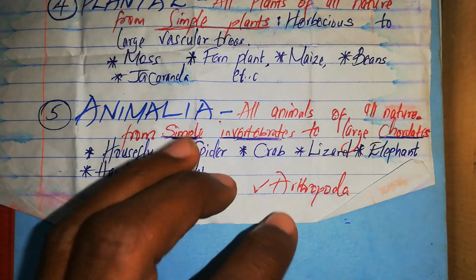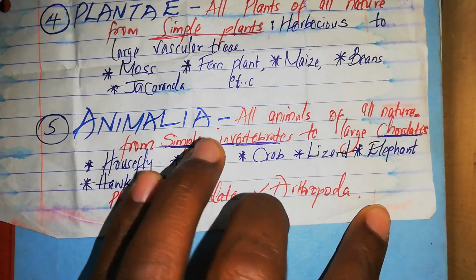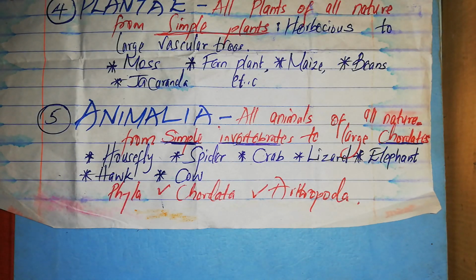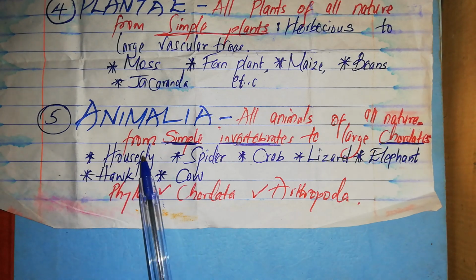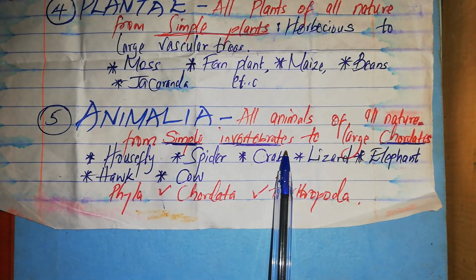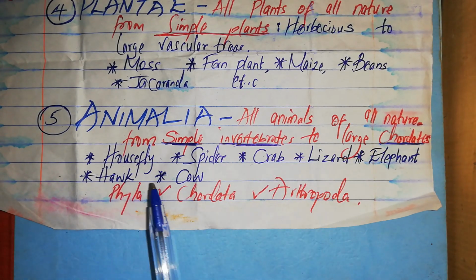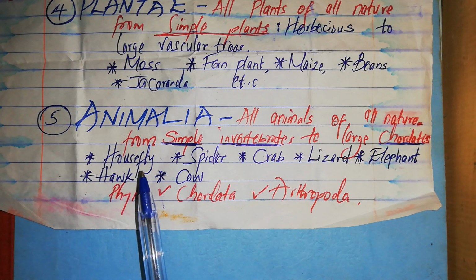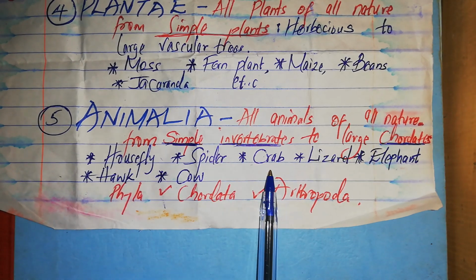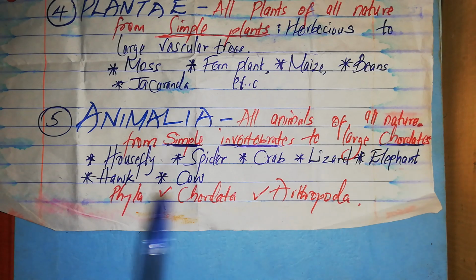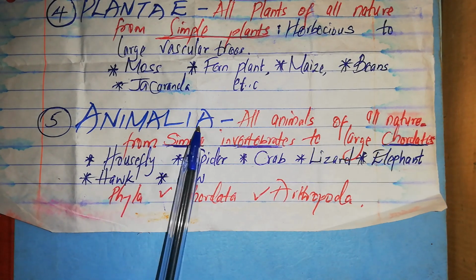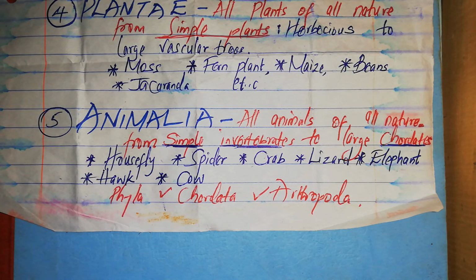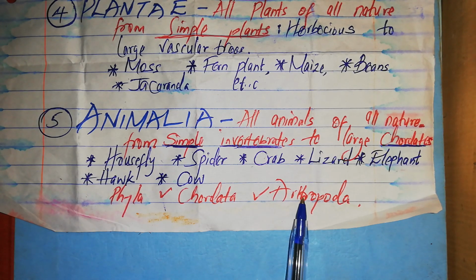Finally, we have Kingdom Animalia, the largest kingdom now. The largest kingdom and the most developed kingdom. In Kingdom Animalia, we have all animals of all nature, from simple invertebrates to large chordates. We can give examples: housefly, spider, crabs, lizard, elephant, hawk, cow, name them. In this Kingdom Animalia, we have 2 phyla. We have the phylum Arthropoda, we have the phylum Chordata.